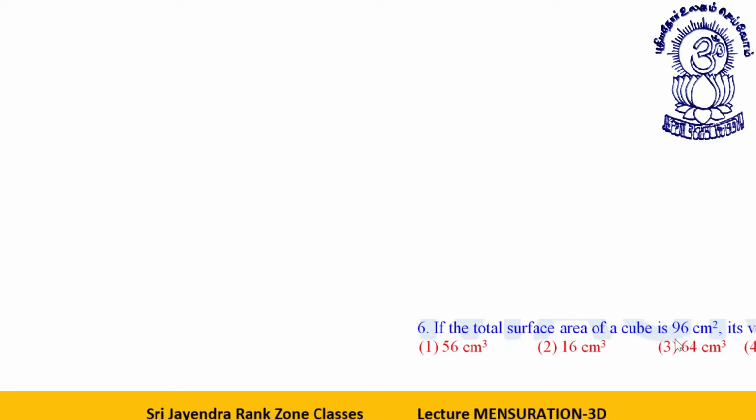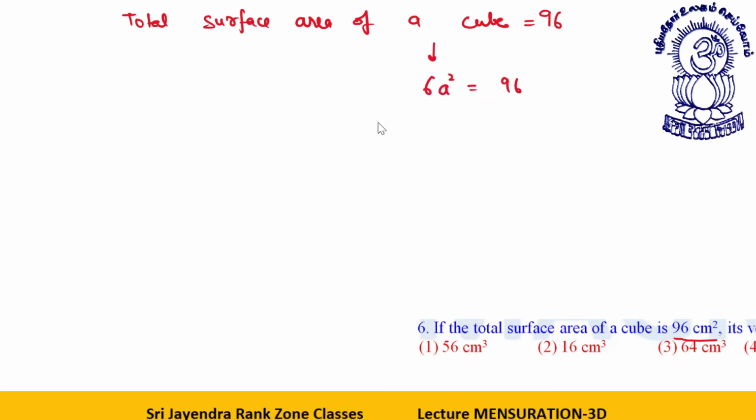Total surface of a cube is this. Its volume is, sorry, what is the total surface area of a cube? The total surface area of a cube is given to you as 96, but this is what? 6a square is equal to 96. This implies a square is equal to 16 or a is equal to 4 centimeter.